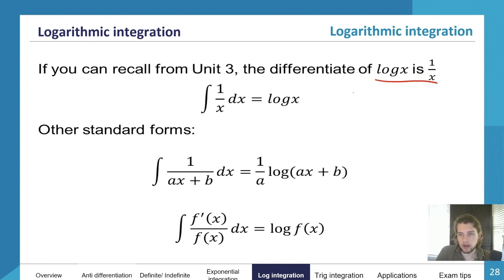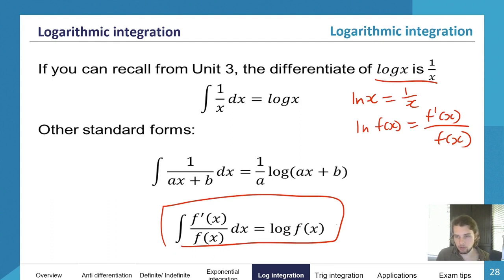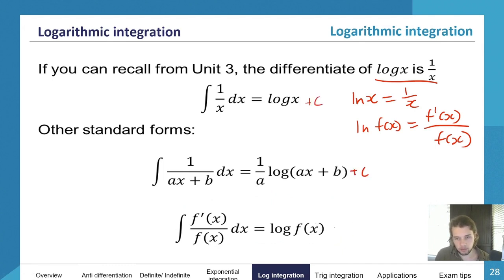So yeah, if we derive ln x, you get 1 over x. If you derive ln f(x), you get the differential of f(x) over f(x), and that's also down here. So then you can do the opposite by deriving. Now this should probably have a plus c here. They've forgotten the plus c in these examples. You can never really forget the plus c.